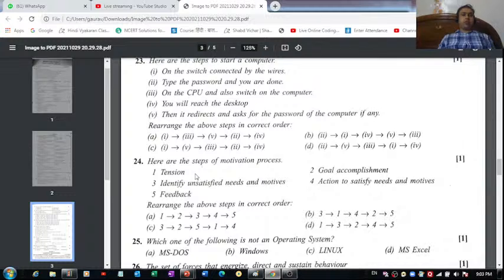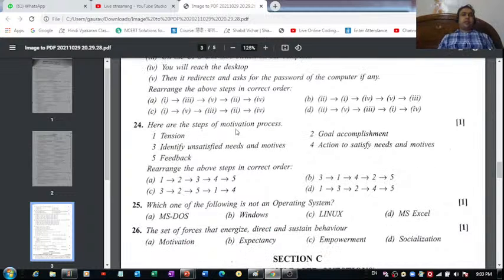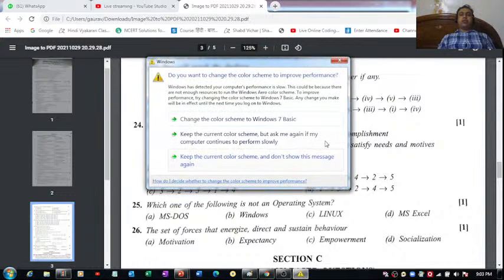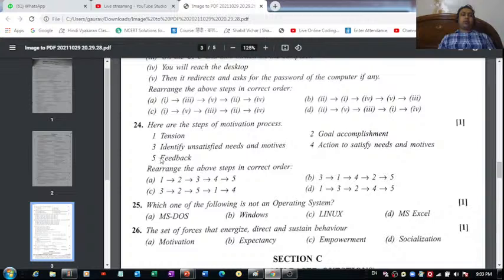The 24th question. Let's read it. Here are the steps of the motivation process: tension, goal accomplishment, identify unsatisfied needs and motives, action to satisfy needs and motives, feedback. So we have to again rearrange them. Yes, definitely it's a difficult question. No problem, we will try and do that.